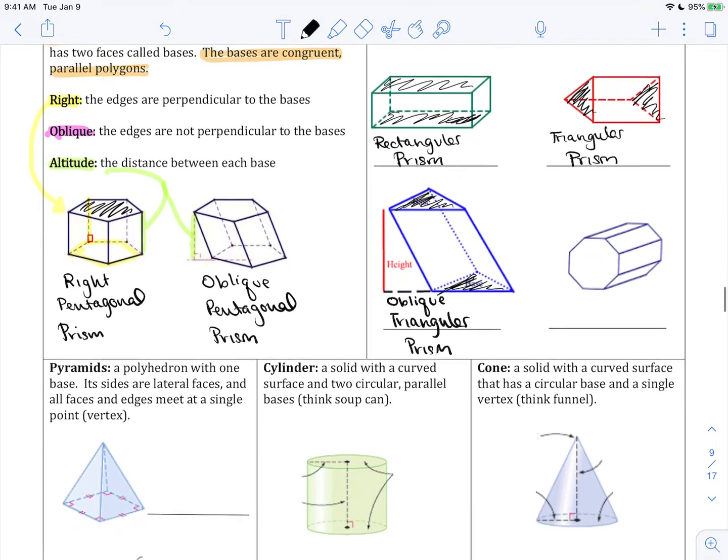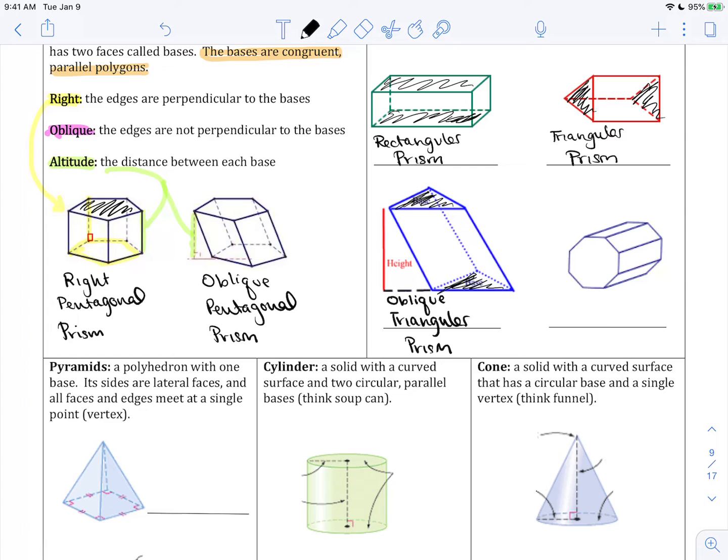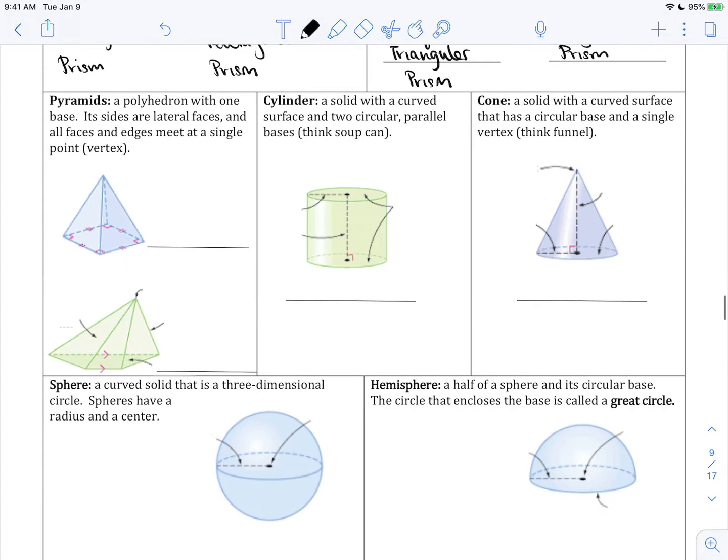All right, you try to name this last one. What would we name this last prism? All right, well, you should have said that this is an octagonal prism because the base is the shape of an octagon. All right, so there are some prisms. We also have some other solids.